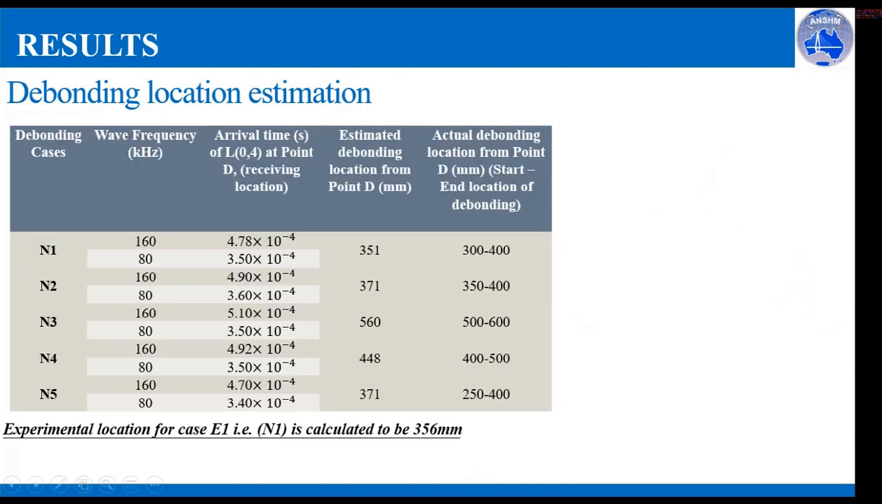As you can see, these are all cases where the location is estimated, and it lies very well within the debonding region for each of the debonded cases. The experimentally tested sample also gave a good estimation using this methodology, around 356 millimeters as compared with the numerical 351, within the debonded region of 300 to 400 millimeters.